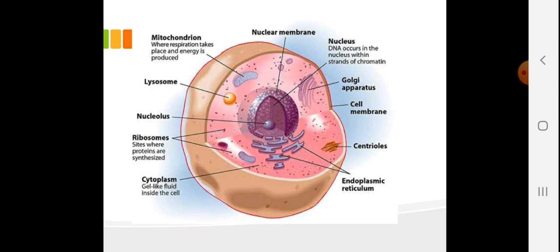Now this is a typical cell. You can see all the cell organelles which are present inside. You can see first of all cytoplasm. You can see nucleus in the center. You can see lysosome, which is also called the suicidal bag, powerhouse, mitochondria, nuclear membrane, which is surrounding the nucleus. Then you have nucleolus, Golgi apparatus, cell membrane, centrioles, and endoplasmic reticulum, and ribosomes, which are the sites for the protein synthesis.